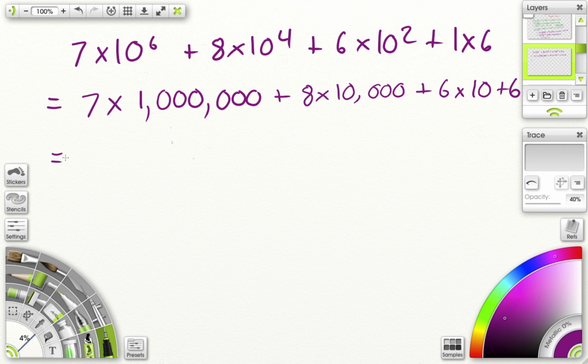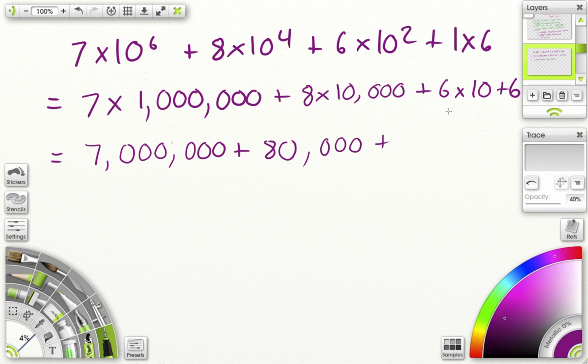Now we have 7 times 1 million is 7 million. So we have 7 and then 6 zeros after it. Plus 8 times 10,000 is 80,000. Plus 6 times 10, which is 60, plus 6. All right, so now we have to put these numbers in the right decimal spaces, because as you can see, I didn't go 6, 5, 4, 3, 2, 1 for the exponents. There's going to be some zeros in certain places.